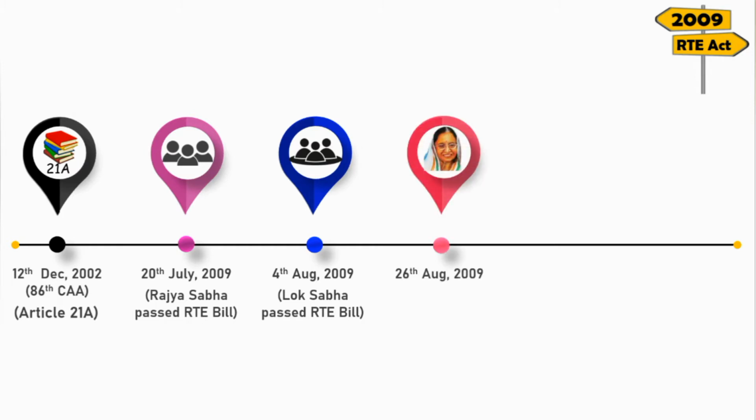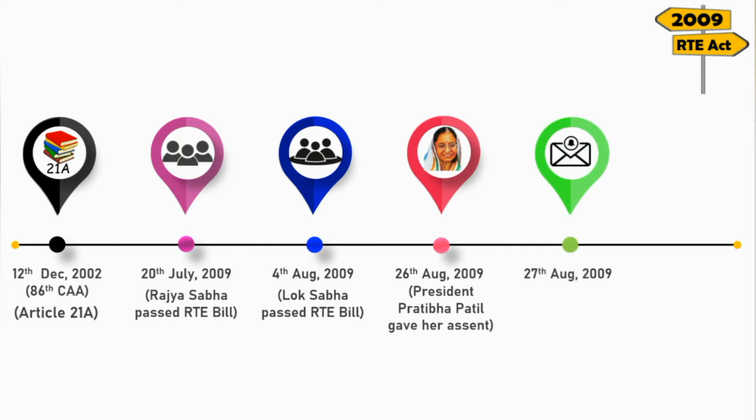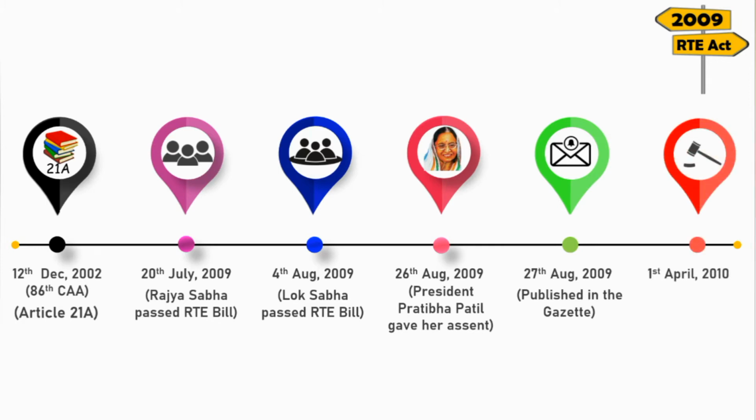On 26th August 2009, President Pratibha Patil gave her assent to the bill. And the next day, that is on 27th August 2009, Right to Education Act was notified publicly to the people of India. Now this is the date on which Right to Education Act was brought to the public. But this act was legally enforced from 1st April 2010.